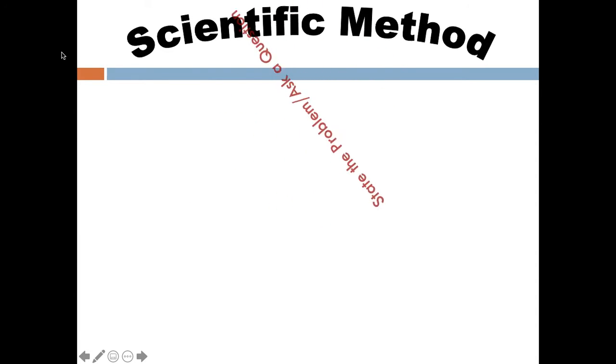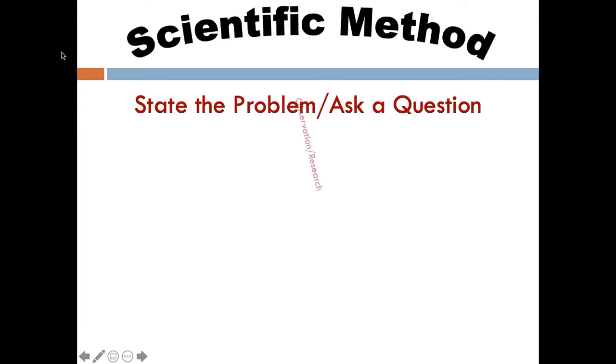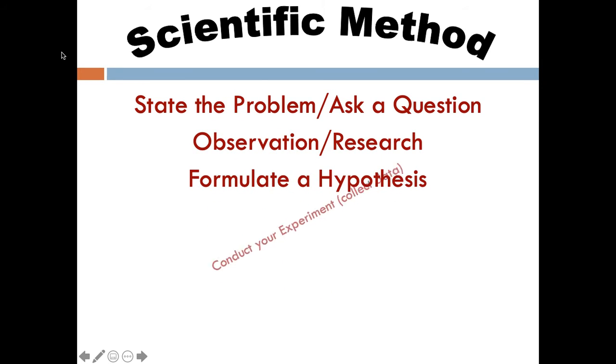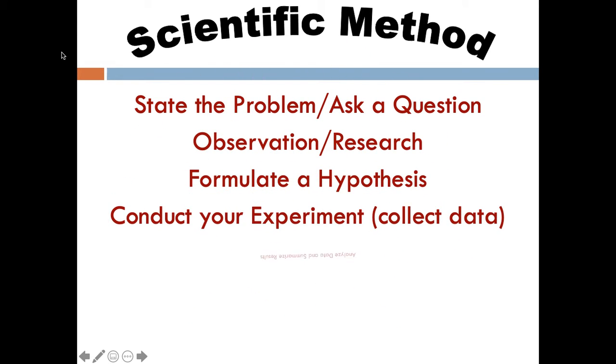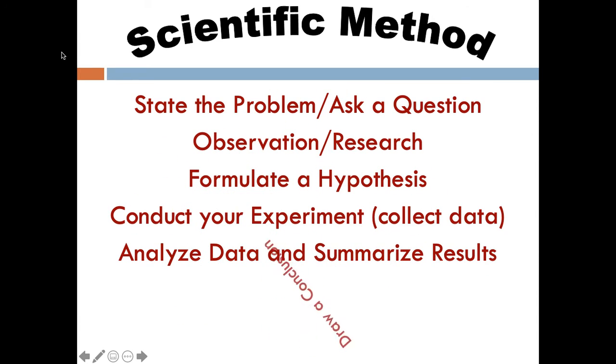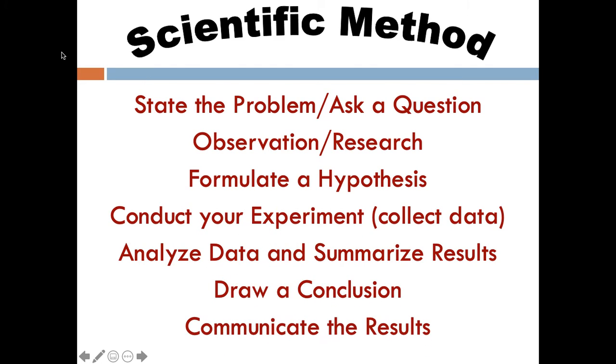After that, it's the scientific method. First, you state a problem or ask a question. Next, you conduct observation and research. Then you formulate a hypothesis. Then you conduct your experiment by collecting data, analyze that data and summarize your results, draw a conclusion, and finally communicate your results. So for the most part, those things need to be in that exact order.